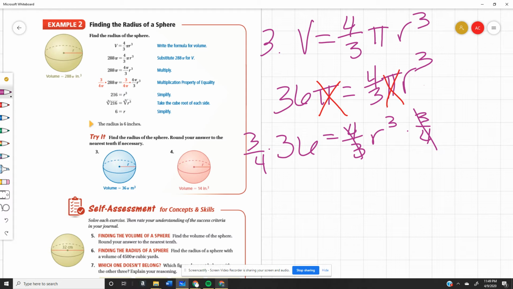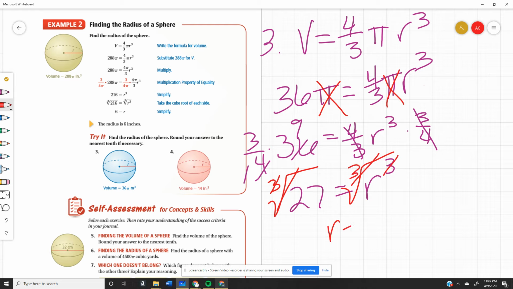36 is divisible by 4, it's 9. So 1, 9, 3 times 9 is 27. So 27 equals r cubed. If you go back and look at a cube root table, you know that you have to cube root this. The cube root of 27 is 3. So r equals 3 meters. And again, you can see I skipped that whole part with the pi because they didn't solve it for pi. They didn't multiply it out by pi. So the pi just becomes non-essential.